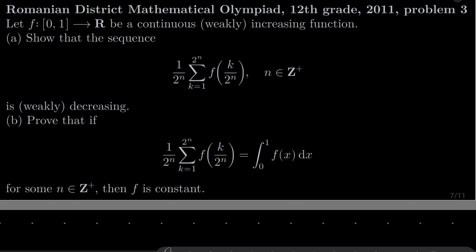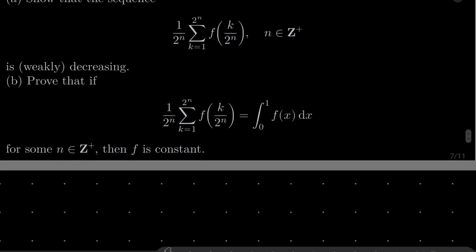Part A. Show that the sequence 1 over 2 to the power of n times the sum from k equals 1 to 2 to the power of n of f of k over 2 to the power of n, over positive integers n, this sequence is weakly decreasing, or non-increasing, if you will. And part B, the interesting part, prove that if one term of this sequence equals the Riemann integral of our function, then our function must be constant. So it's a very nice problem. Here are my hints.